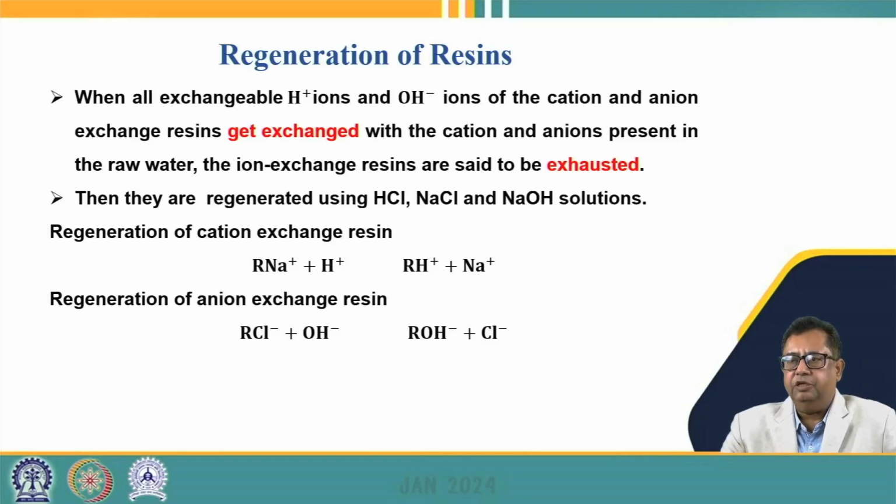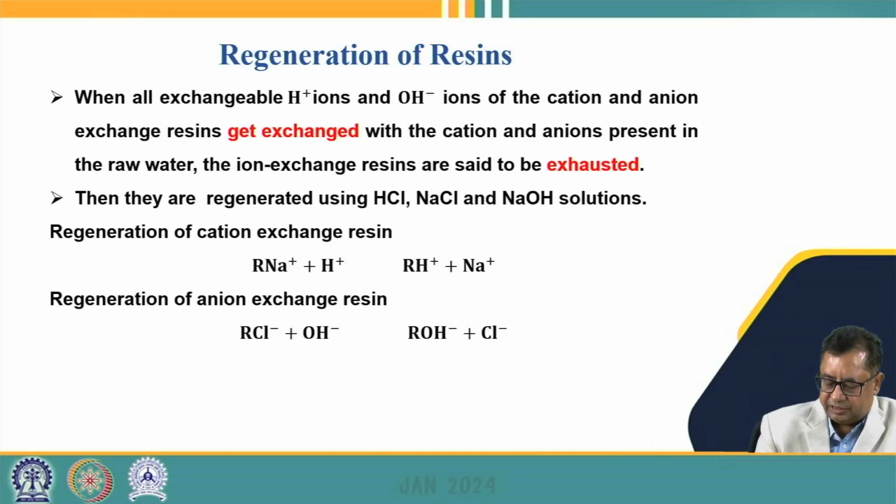So suppose we have a resin which is laden with H plus ions and we are passing calcium through it. Once the inlet concentration becomes equal to the effluent concentration of the calcium, we say that the cation exchange resin has been exhausted. At that point, we try to regenerate it using HCl or NaCl, the brine solution, or using NaOH in the case of anion exchange resins, HCl and NaCl in the case of cation exchange resins. These are the simple reactions that can happen, right?